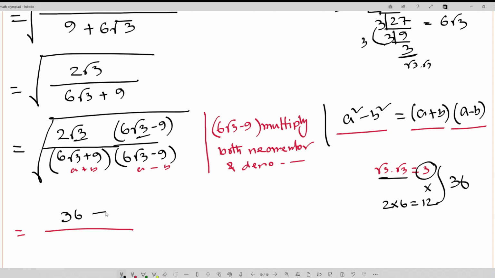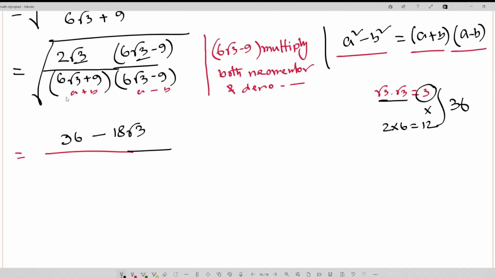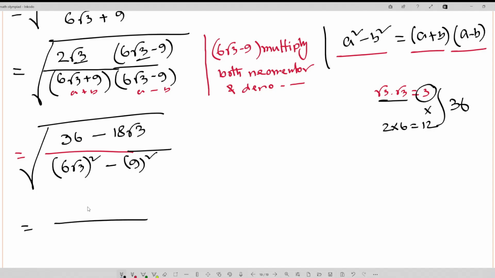Again, here is minus 9 times 2 means 18, here is root 3. Divide. This one is a square minus b square, so we can write 6 root 3 square minus 9 square root. So here is 36 minus 18 root 3, and here 6 square means 36 and root 3 square means 3. So this one is 108, and here 9 square means 81.